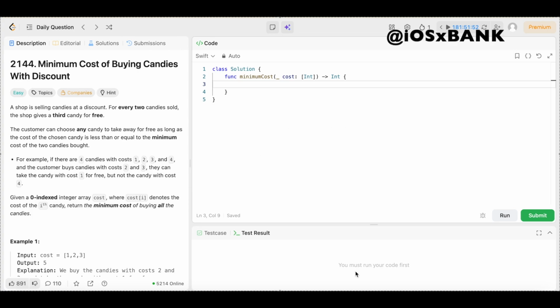All right, y'all, we're back again, another day, another LeetCode problem where we're doing daily LeetCode problems. And today we have question number 2144, minimum cost of buying candies with discount. The difficulty level is easy, but don't worry, because you already know we're going to keep the solution as simple and easy to understand as possible.